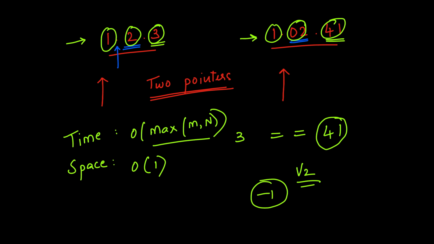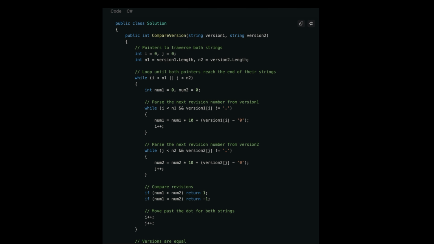Let me show you how we can implement this using C#. In this C# implementation, I've initialized two variables that will be used as two pointers i and j, while two variables n1 and n2 represent the size of the corresponding strings version 1 and version 2. After that, I'm starting a while loop until both pointers i and j are less than the corresponding length of the strings. Inside the while loop, we need to start collecting all of the characters using period as the separator.